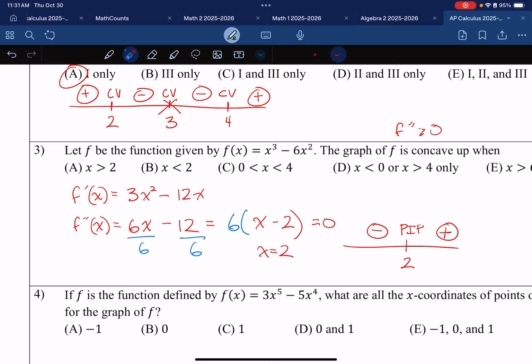It's concave up whenever f double prime is greater than 0, whenever f double prime is positive. This is a sign chart for f double prime, and it's positive over here to the right of 2. How do we say to the right of 2? We say x is greater than 2. The correct answer here is A.